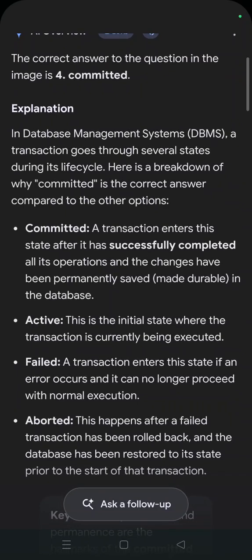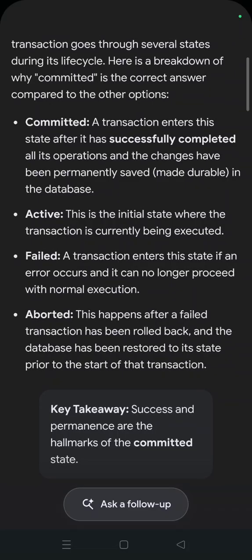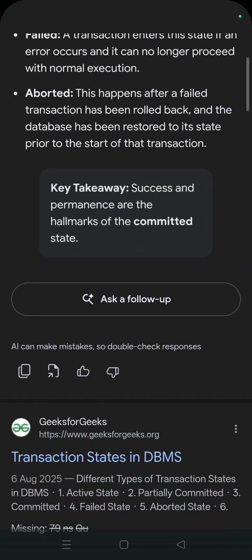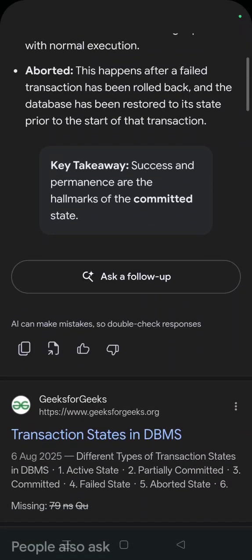Active: this is the initial state where the transaction is currently being executed. Failed: a transaction enters this state if an error occurs and it can no longer proceed with normal execution. Aborted: this happens after a failed transaction has been rolled back and the database has been restored to its state prior to the start of the transaction. Key takeaway: success and permanence are the hallmarks of the committed state.